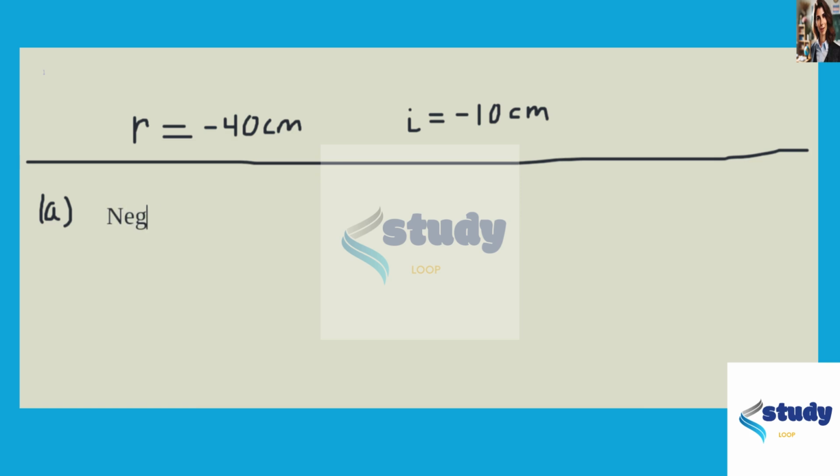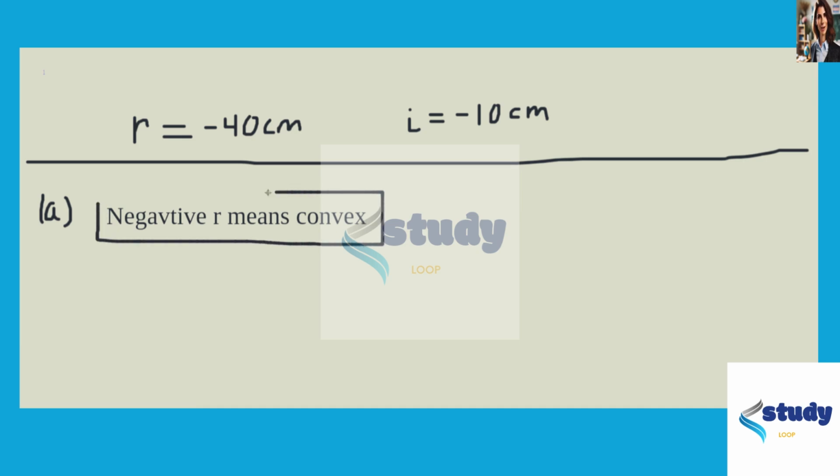So we can say that a negative r means convex. In other words, r meaning radius, so negative radius means convex. And we can box it in as our solution for A.